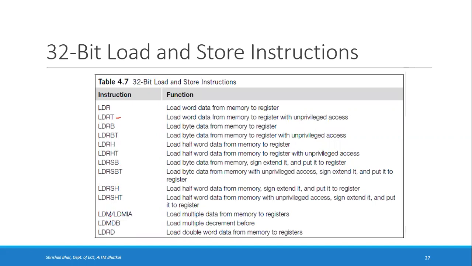Then for multiple bytes, LDM, LDMIA. Just like increment after, there is also decrement before. Before itself you can decrement and load multiple bytes. So there are two variants: increment after and decrement before. We will see this when we come to those particular instructions. Then for double word also you can do. LDRD stands for load double word data from memory to registers. Double word in the sense two words, two 32-bit words.